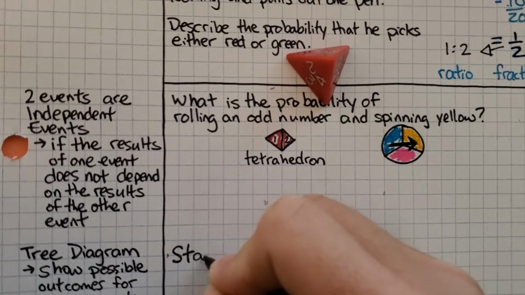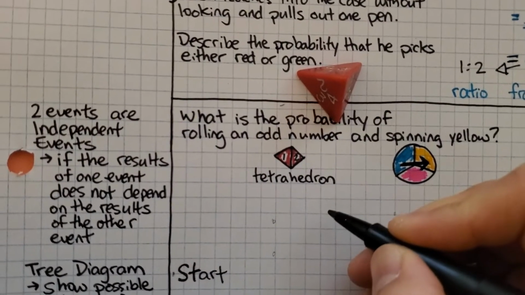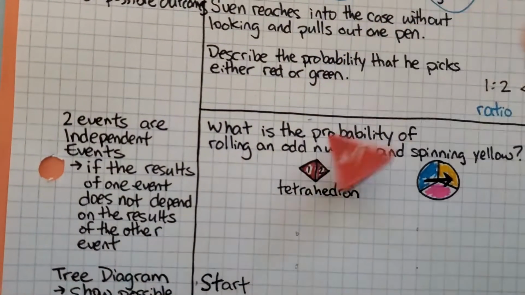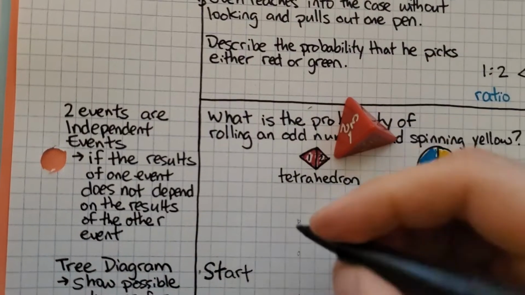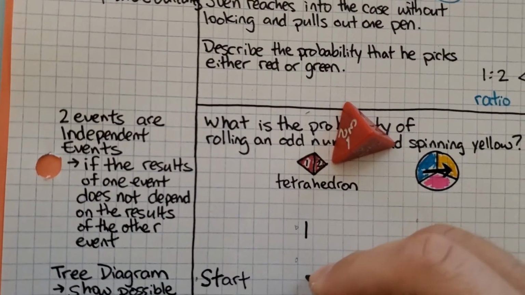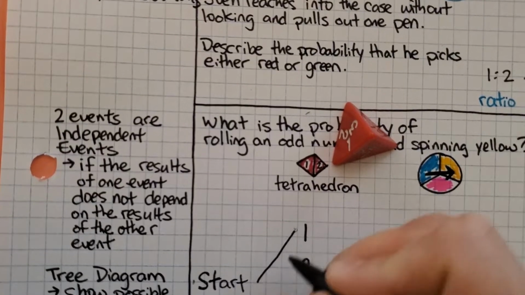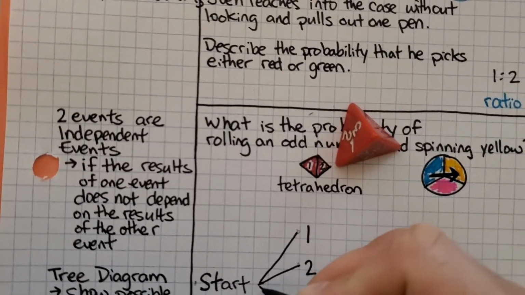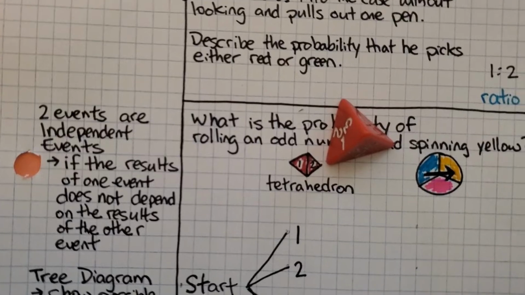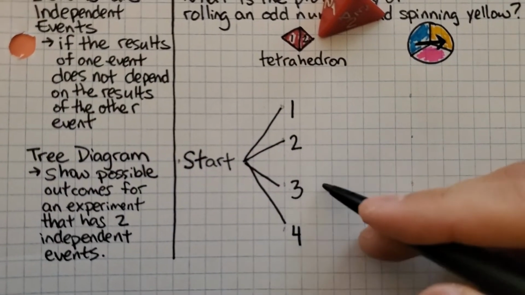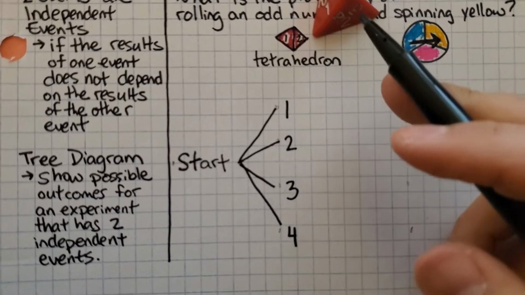So you start making our tree diagram. We start here, and then we're going to roll our dice, our tetrahedron. If we're rolling it, we have 4 possible outcomes. So we list all 4 outcomes. So this will look like a tree in the end. Oops, sorry, you couldn't see that. So we list all 4 of our outcomes for the dice.